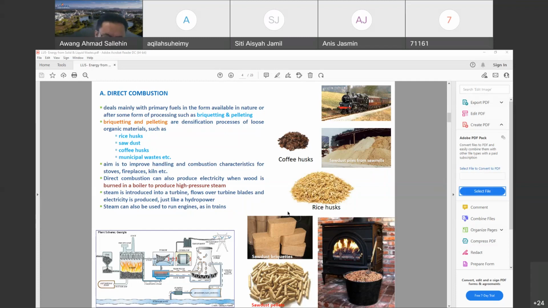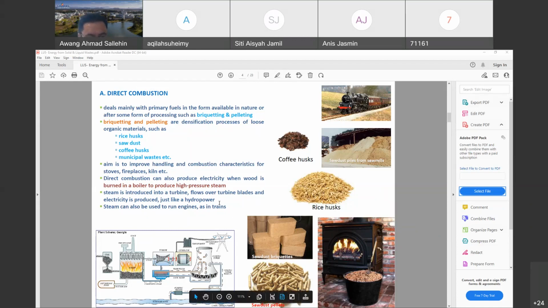And then we have some coffee husk. Coffee husk is not that much. We're not a coffee producer, but in terms of sawdust and rice husk, we are abundant in that type of resource, lignocellulosic biomass. Not to forget the oil palm. So those are the lignocellulosic biomass that are abundant in our country. So all these are being converted into the briquettes as well as the pellets, and then these are being used for warming up during winter.